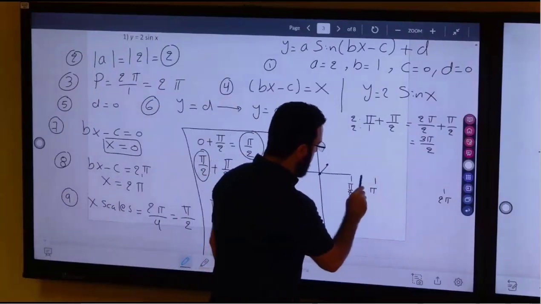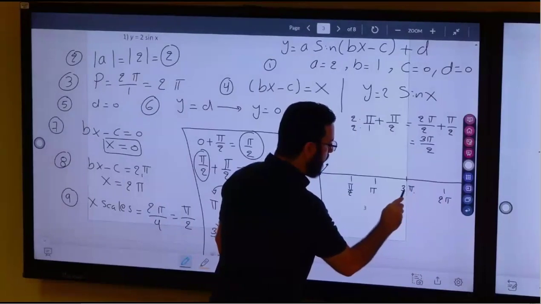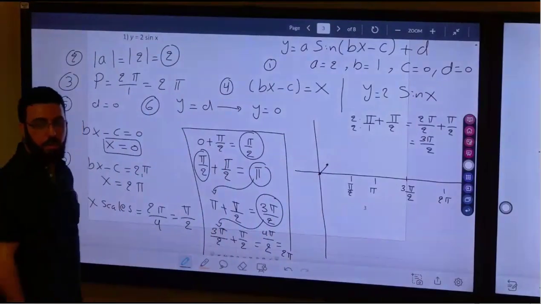Undo button. There's 3 pi over 2. You got it now? Almost.